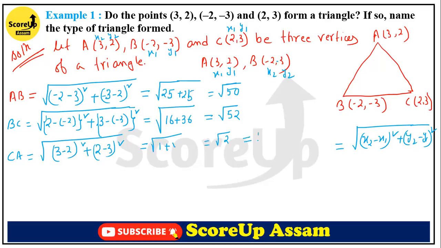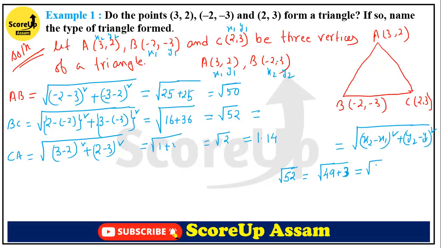Now root over 2 is 1.41. You should memorize some values of roots. Now what about root over 52? See, there is a technique. In the exam you have to solve like this on the rough page. We can write root over 52 as root over 49 plus 3, that is, 52 as 49 plus 3.